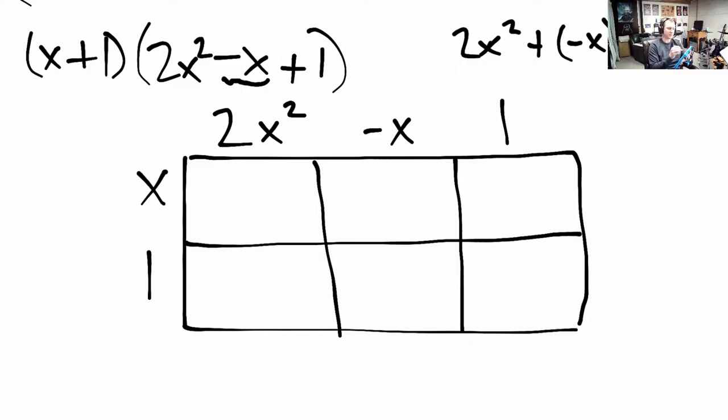And that's a common mistake. Students will often forget that, and they'll just write it like this. And then the whole thing's going to be messed up. So just make sure that you keep negative signs attached as you go.